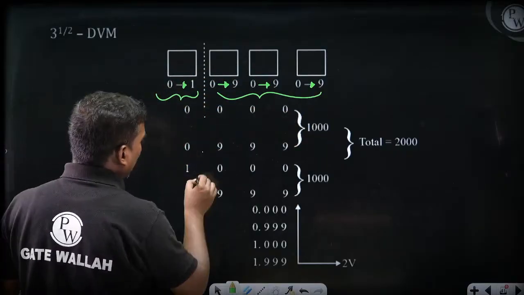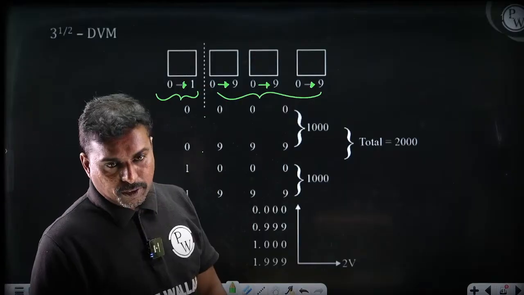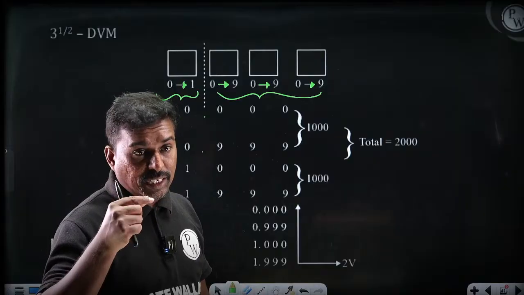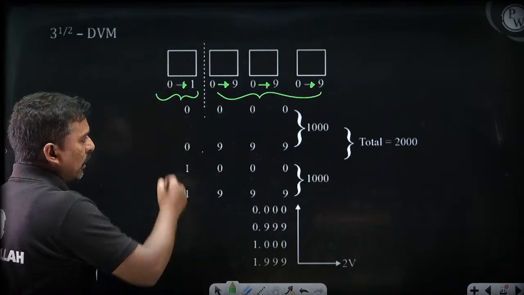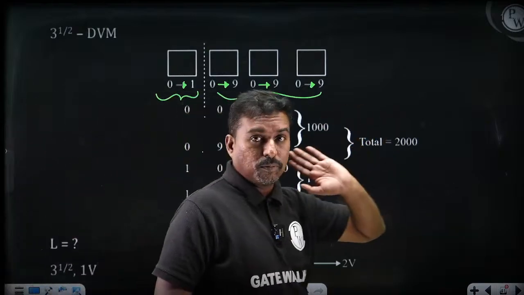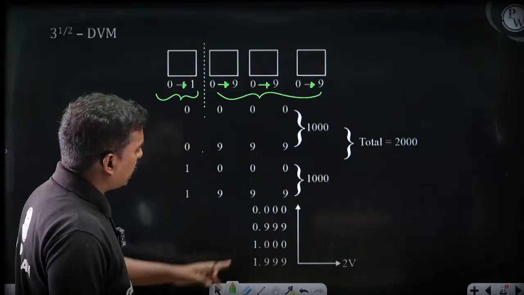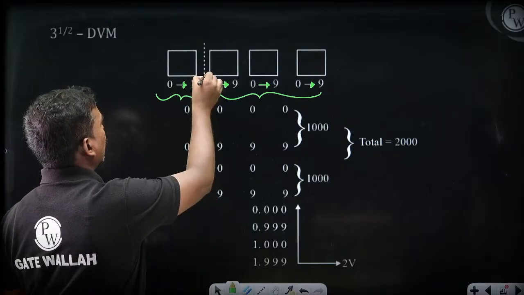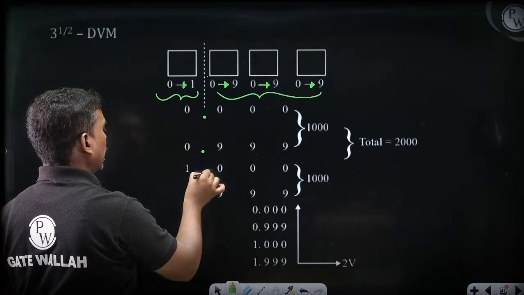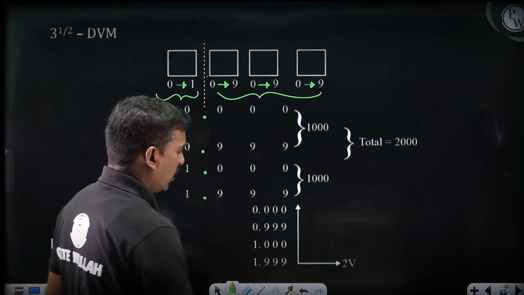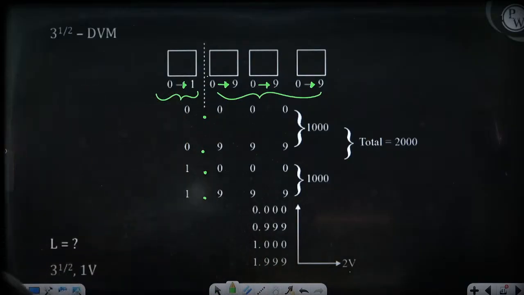Full digits mean 0.000 to 0.999, so that is 1000 counts. And here it is 1.000 to 1.999, again 1000 counts. Why? Because the half digit can change between 0 and 1 only. So the total counts are 2000. The counts are doubled, and the range also changes: if the position selection switch is here, it goes from 0.000 to 2, so it will go up to 2 volts. Got it? Note it down.